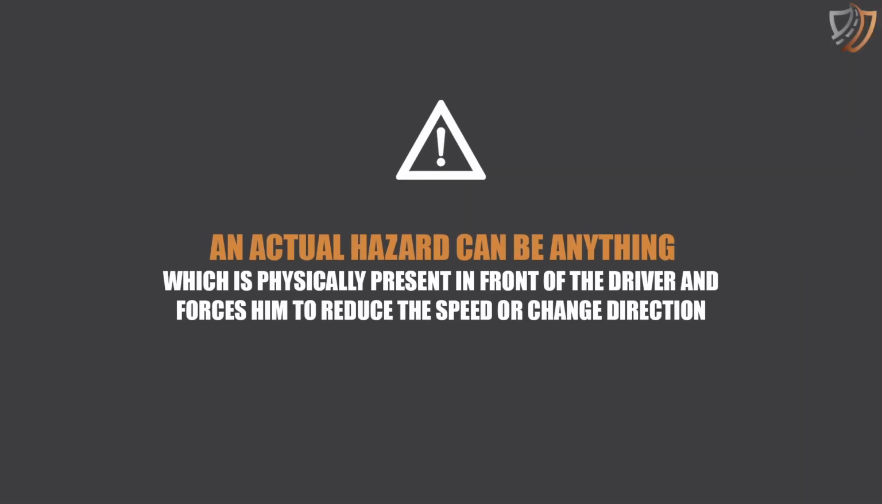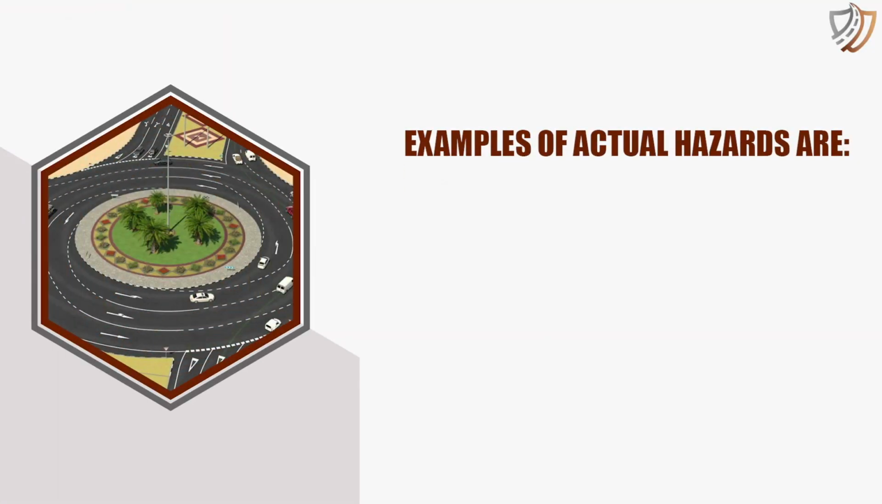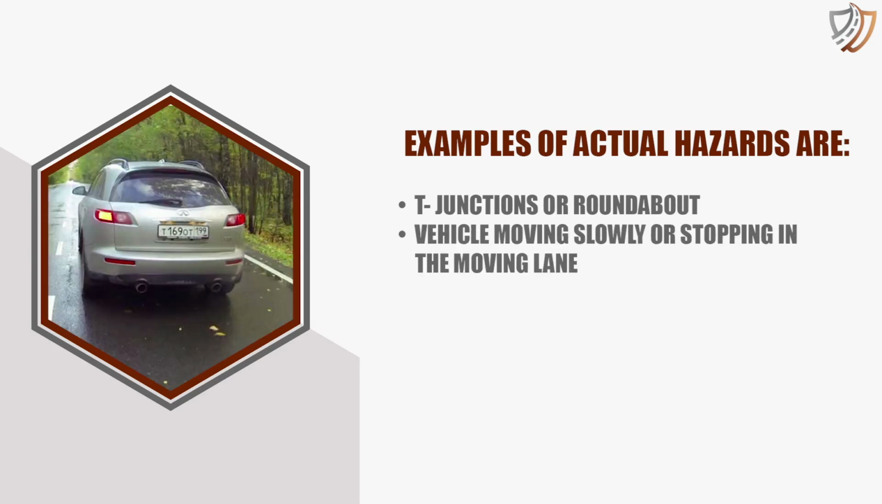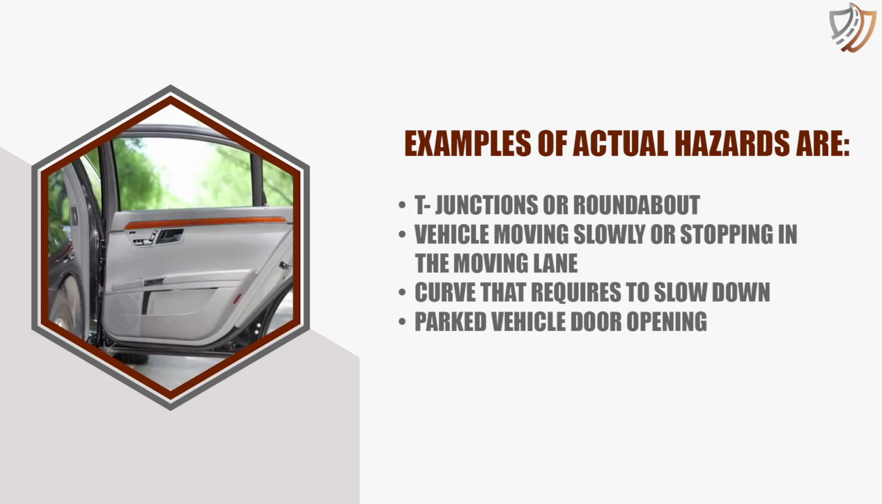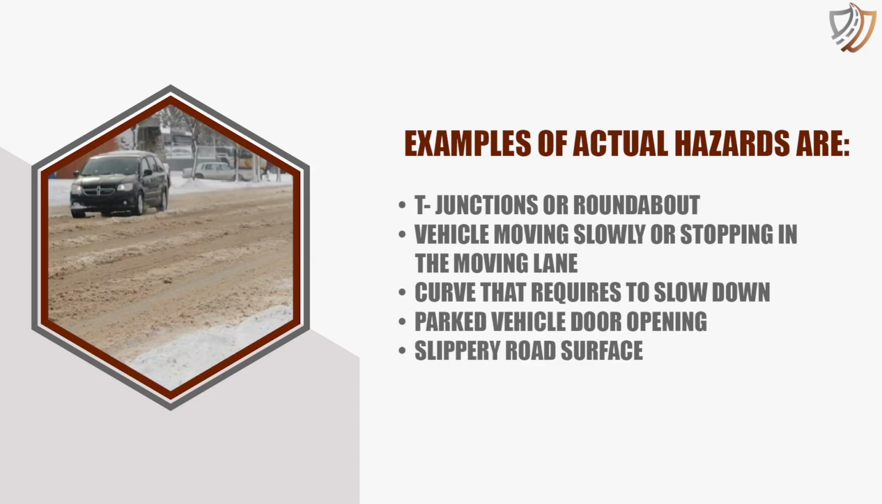Actual hazards. An actual hazard can be anything which is physically present in front of the driver and forces him to reduce the speed or change direction. Examples of actual hazards are T-junctions or roundabouts, vehicle moving slowly or stopping in the moving lane, curve that requires you to slow down, a parked vehicle's door opening, a slippery road surface.